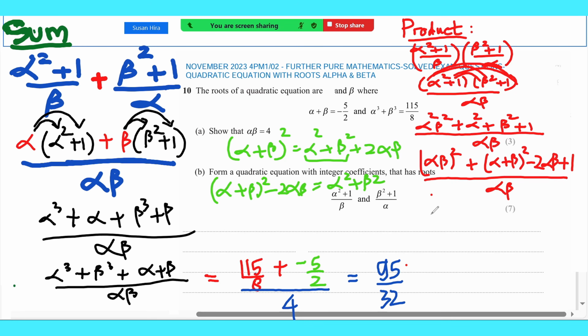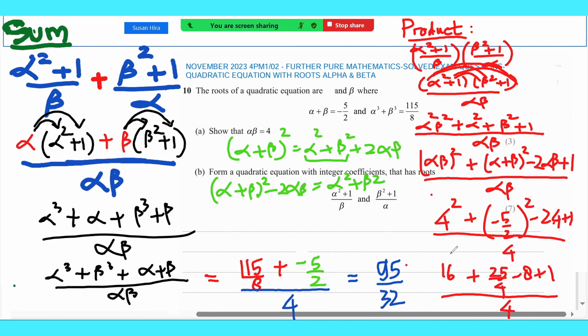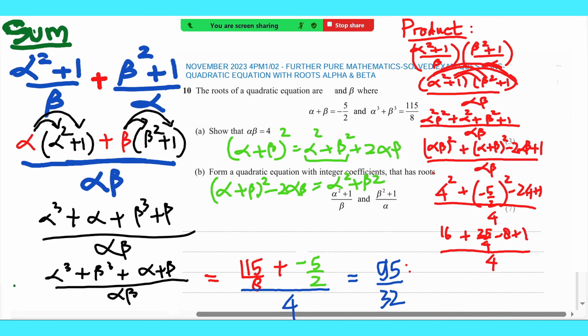Now we just plug in the numbers. Alpha times beta is 4, squared, plus alpha plus beta is minus 5 over 2, squared, minus 2 times 4, plus 1 over alpha times beta, which is 4. So we count this all with a calculator. 16, minus 5 over 2 squared is 25 over 4, minus 2 times 4 is 8, plus 1 over 4. We calculate this with a calculator, and guys, we got 61 over 16.